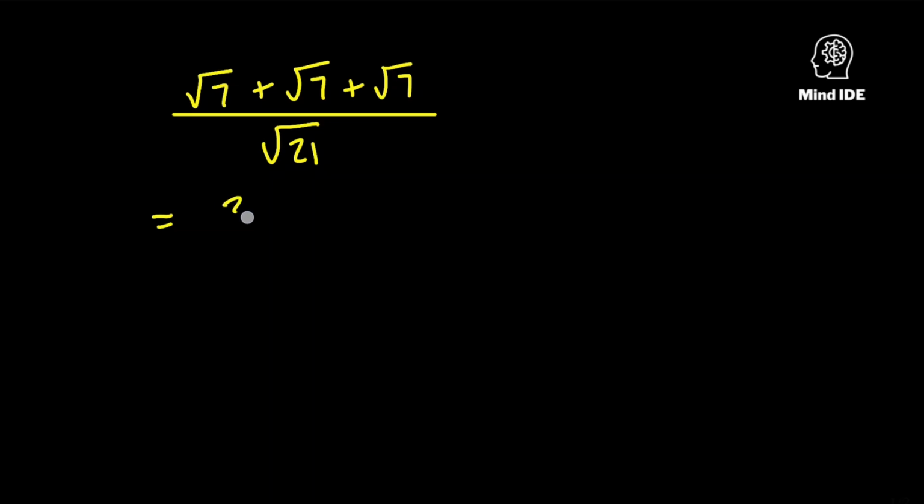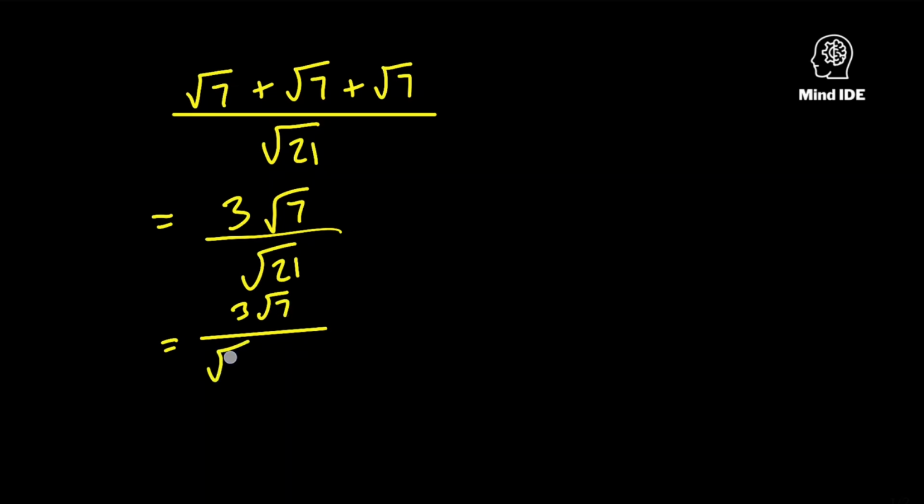You have 3 root 7s, so 3 root 7 over root 21. Any kind of root like this can be broken up into a product of roots. So you got 3 root 7. Something to cancel with that would be root 3 times root 7. So we cancel those. We've got 3 over root 3.